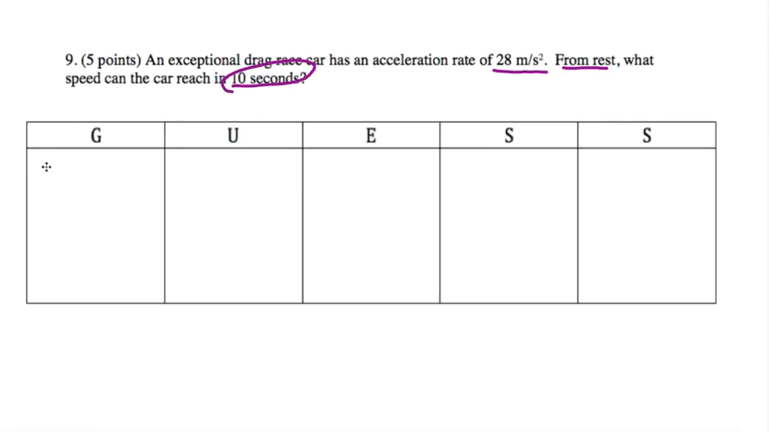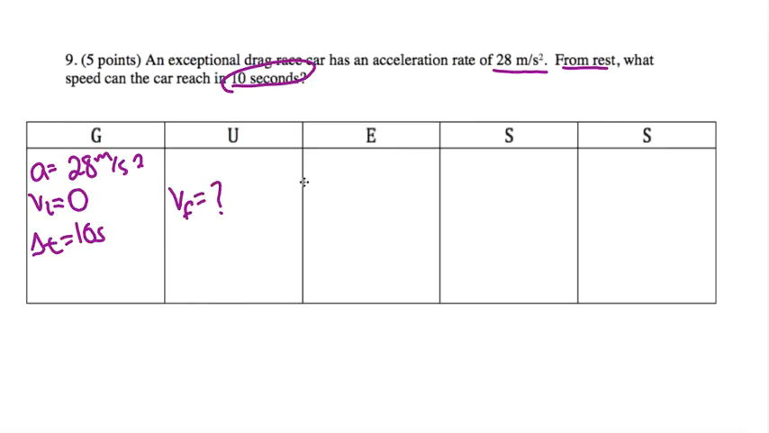So let's write down our givens. They gave us acceleration, 28 meters per second squared. From rest, that's telling us it's starting with a velocity initial of 0. It has 10 seconds to move, so our delta t is equal to 10. Unknown. What the problem asks us to find is what speed can the car reach? It's asking for velocity final.